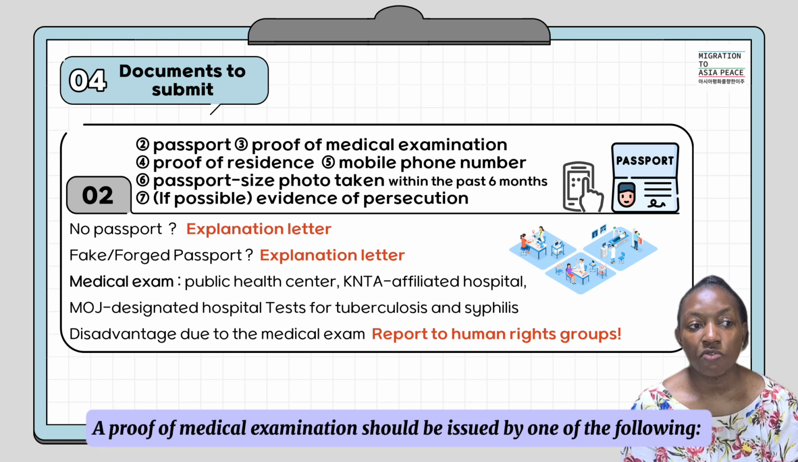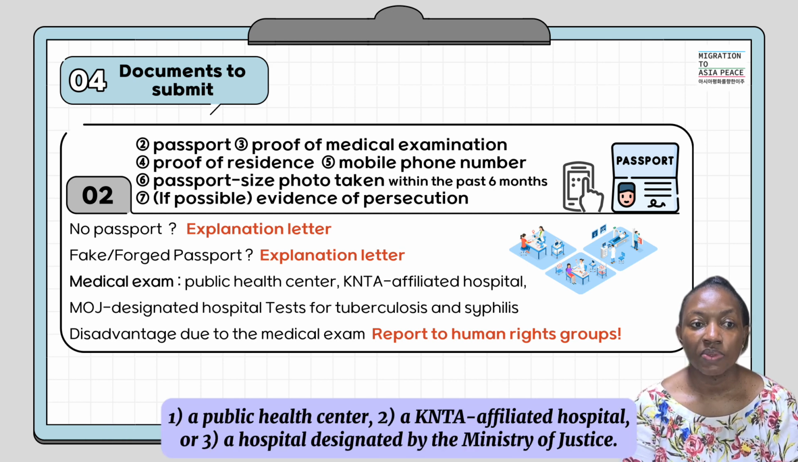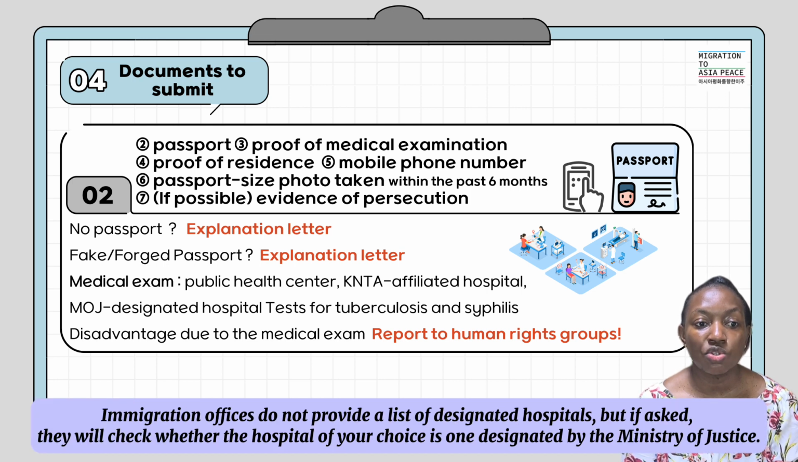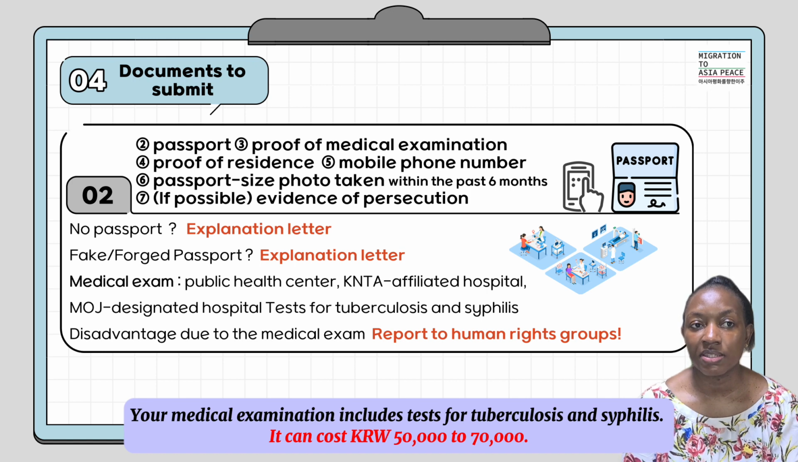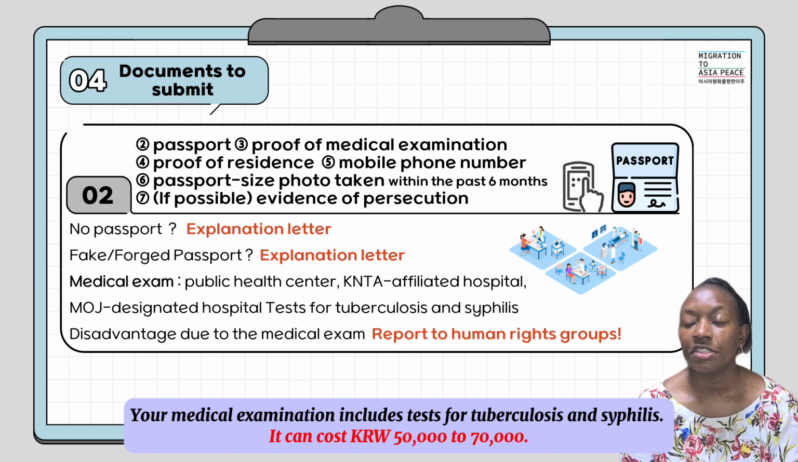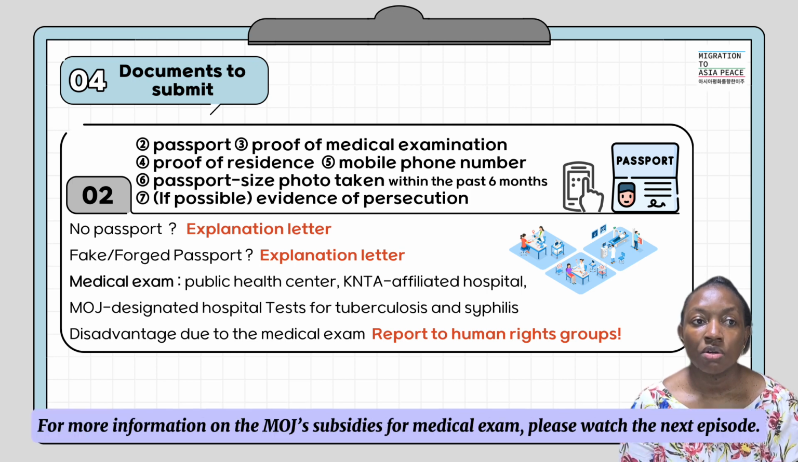A proof of medical examination should be issued by one of the following: 1, a public health center, 2, a KNTA affiliated hospital, or 3, a hospital designated by the Ministry of Justice. Immigration officers do not provide a list of designated hospitals, but if asked, they will check whether the hospital of your choice is one designated by the Ministry of Justice. Your medical examination includes tests for tuberculosis and syphilis. It can cost around 50,000 to 70,000 Korean won. For more information on the MJO's subsidies for medical exam, please watch the next episode.